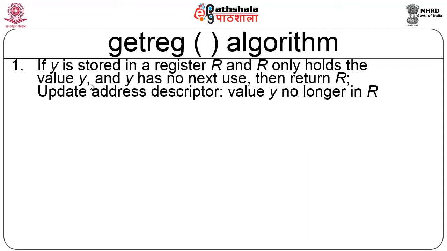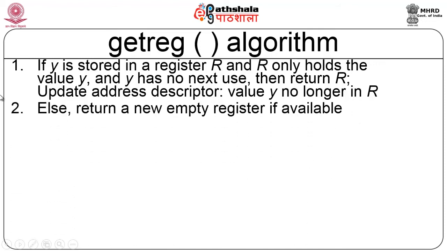So I will not issue any statement here, I will not issue any move command here, I will simply change the register descriptor's content such that register descriptor R0 will now contain both the values of A and B. That is why this check is done, where we say that if R only holds the value of Y and Y has no next use, then you return R, update the address descriptor, and mark the value Y as no longer in R. So this is also taken off your register descriptor's content.